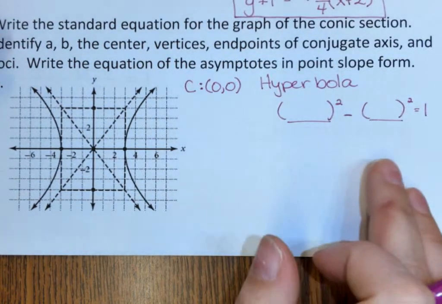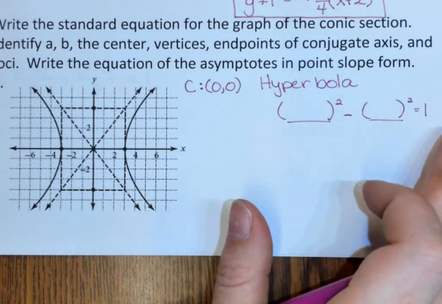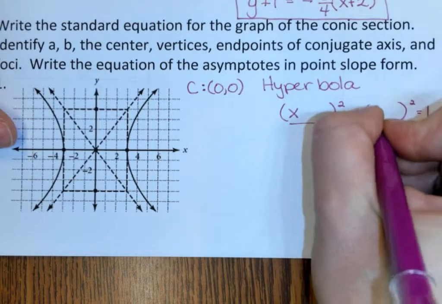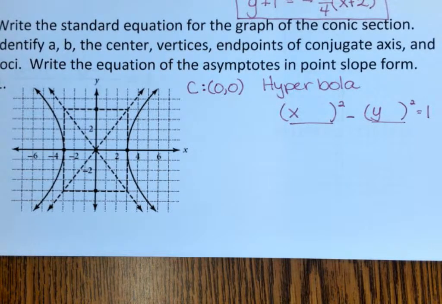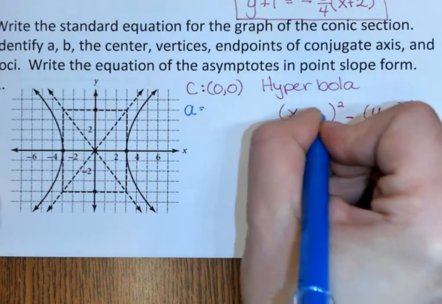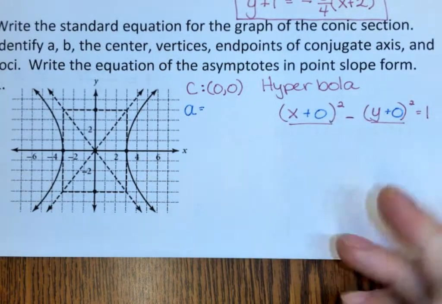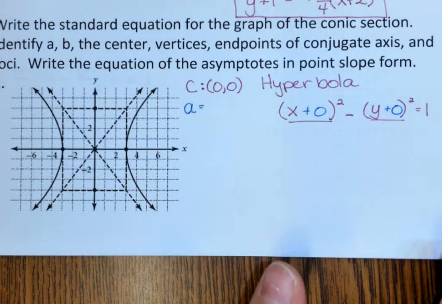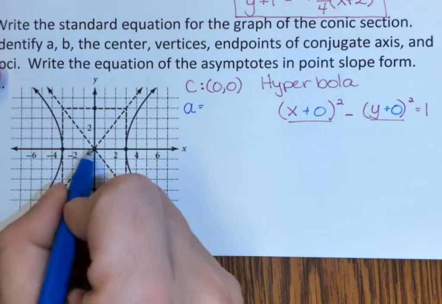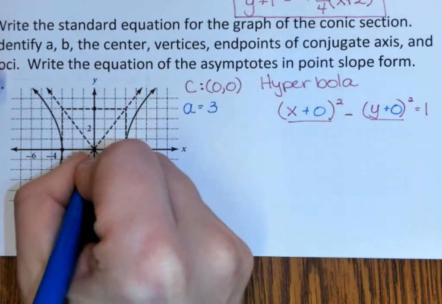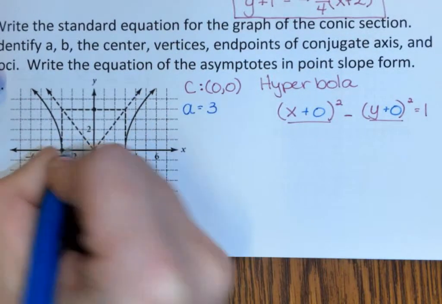Now, which direction does my hyperbola here open? And which axis goes left to right? That means x is the first one, y is the second one. Okay? So center is 0, 0, so I can put either plus or minus 0, or for those of you who like to, you can leave that blank. I don't care. I like to put the numbers in just to make sure I know I did it. So if I look at the graph, what is a? 3, because that is how far we go in the x direction towards my vertices.